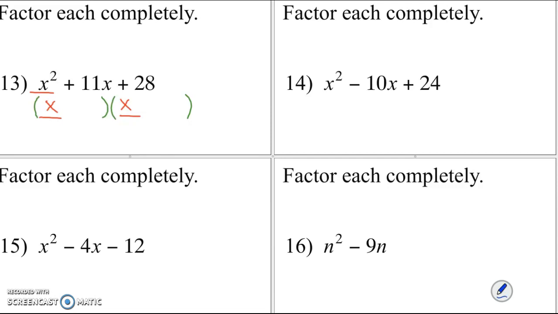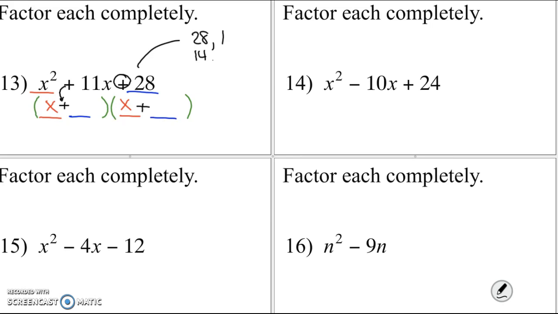Then the last terms here come from factors of 28. What I've been telling you guys to do with the signs is, whatever this sign is here, copy that down there. So that's going to be a plus. And if the other constant term sign is a positive, then both of these signs are the same, so it's going to be a plus plus. Now we're looking for factors of 28 that add up to 11.